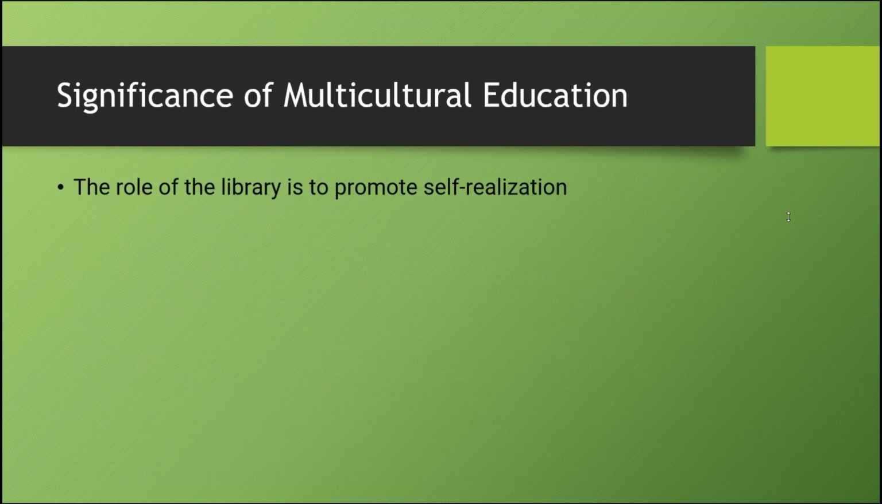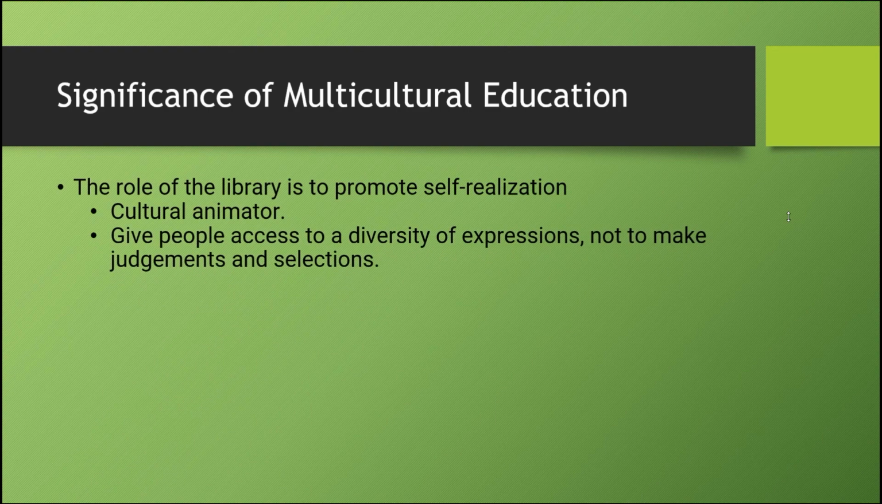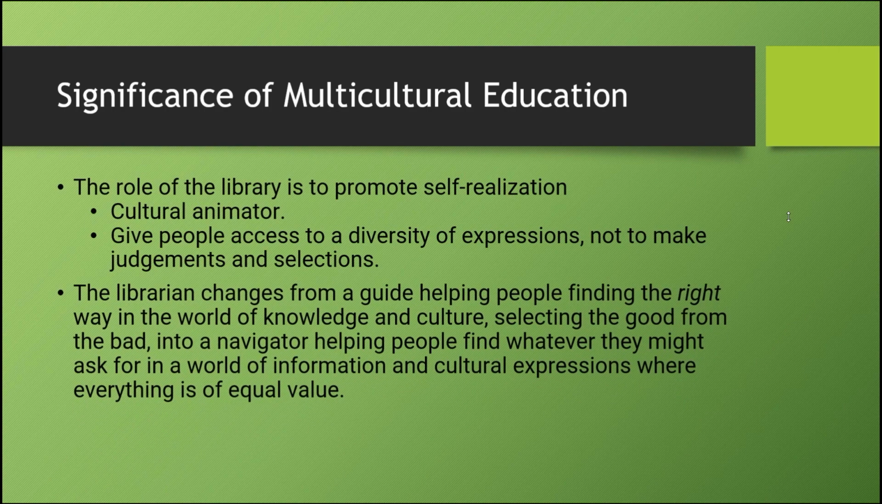So the role of the library is to promote self-realization by being a cultural animator and by giving people access to diversity of expressions, not to make judgments and selections. So thus the librarian changes from a guide, helping people find the right way in the world of knowledge and culture, selecting the good from the bad, into a navigator, helping people find whatever they might ask for in a world of information and cultural expressions where everything is of equal value, no matter what you personally think about it. So this is where we need to check ourselves. We might think something is wrong or something is right, but we have to understand that with this view comes the idea that there is no correct ideology that is on a pedestal above others in true multiculturalism.